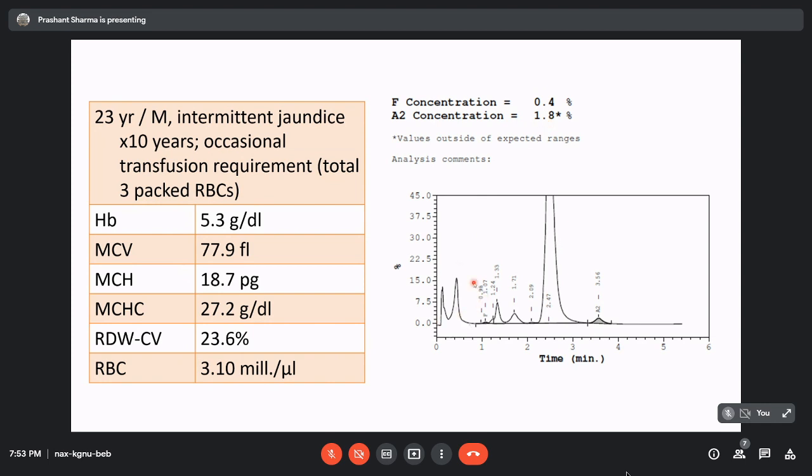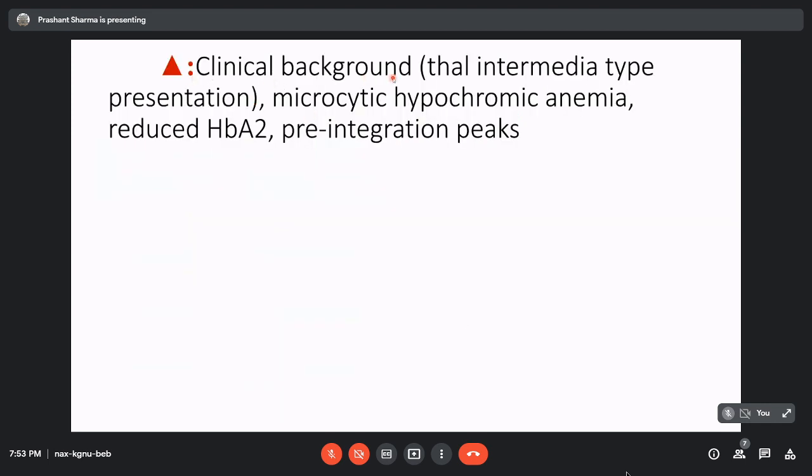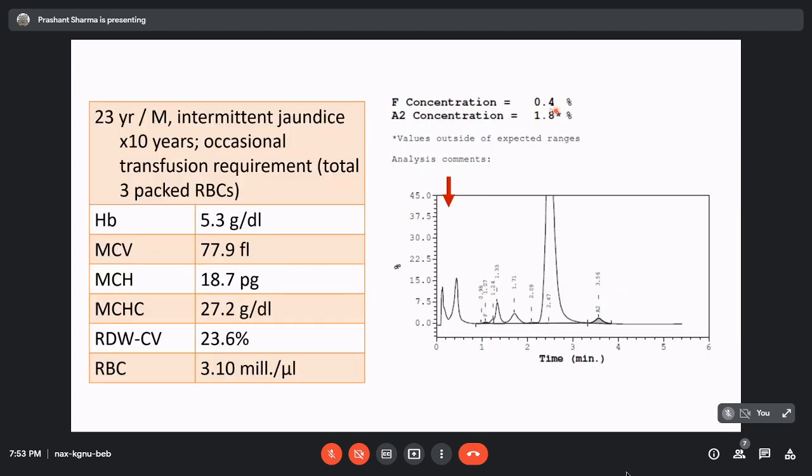And in addition, we have these peaks in the pre-integration region. Here we've got these twin peaks, and this is very typical of an HbH disease. So in this patient, with this clinical background suggesting a thal intermedia type of presentation with microcytic hypochromic anemia, a reduced A2, it's just 1.8.